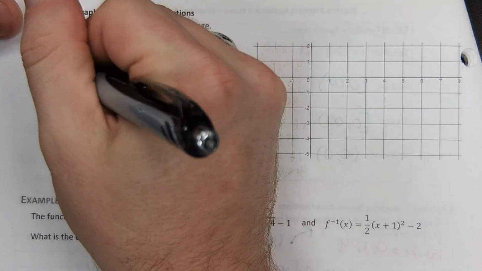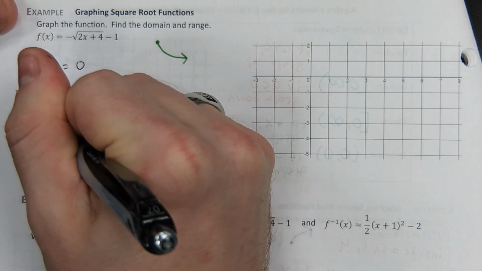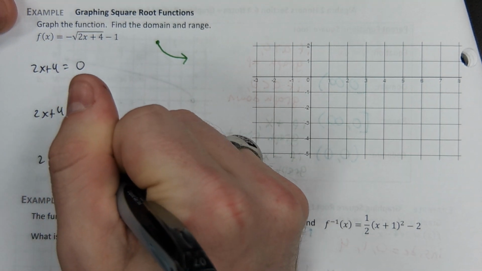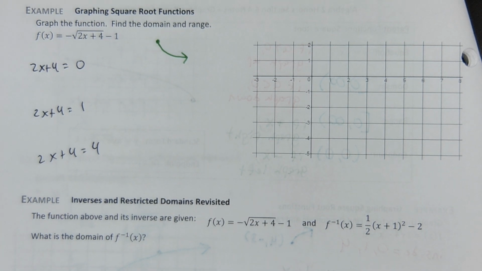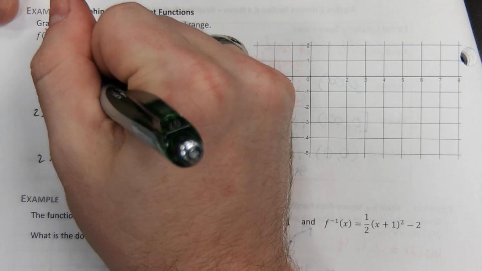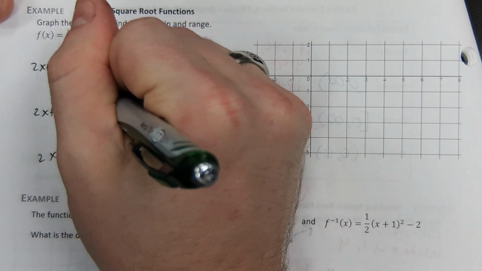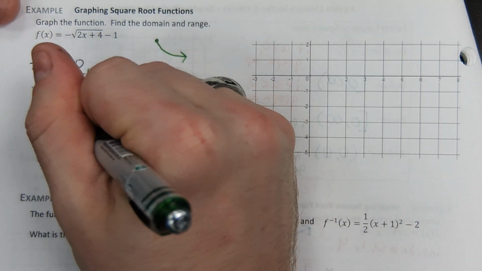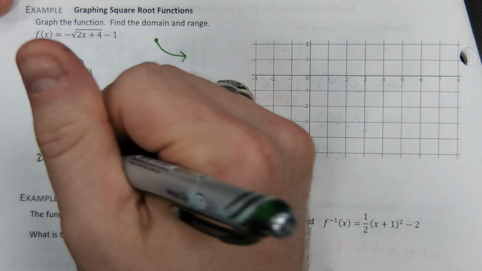We set the inside equal to 0, 1, and 4. And we figure out what we have to get. So we'll have to work a little bit harder this time. Whatever. I haven't graphed in green, so I'm writing in green. Subtract 4 from both sides. And divide by 2. Okay. Subtract 4 from both sides. And divide by 2.